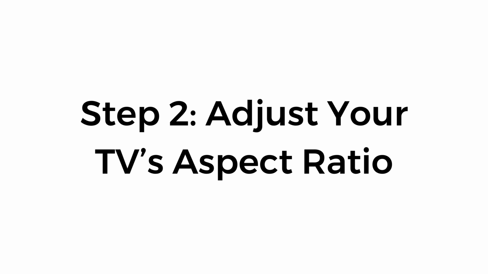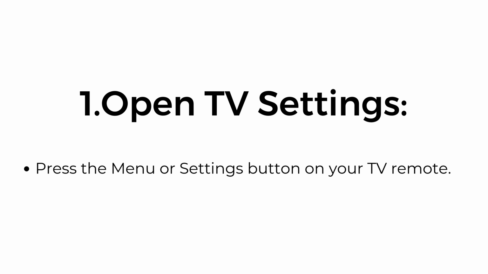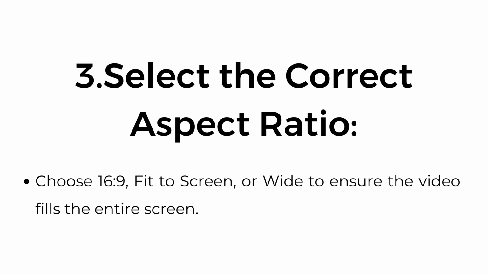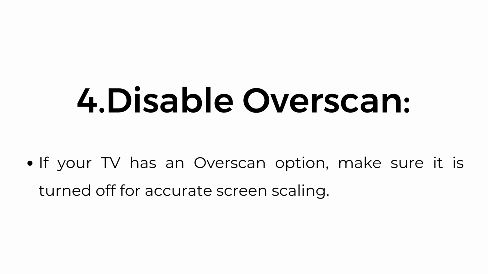Step 2. Adjust your TV's aspect ratio. Open TV settings. Press the menu or settings button on your TV remote. Find picture settings. Navigate to picture aspect ratio or screen format. Select the correct aspect ratio. Choose 16:9, fit to screen, or wide to ensure the video fills the entire screen. Disable overscan. If your TV has an overscan option, make sure it is turned off for accurate screen scaling.